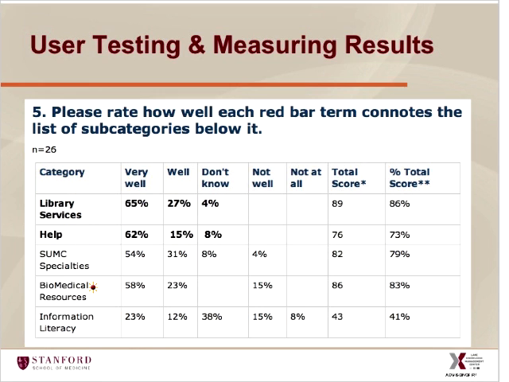We did end up using biomedical resources. This is one of the studies we did to test the intuitive understanding of what the words mean. If you look at that gold bar and you see information literacy, what does that mean to you? Well, 41% of the people, 41% of it was a pretty low score, and so we obviously didn't use information literacy.